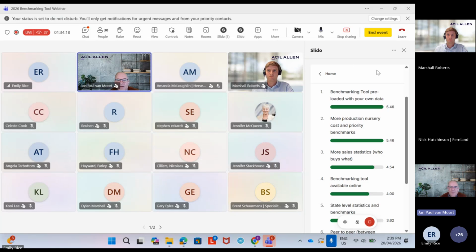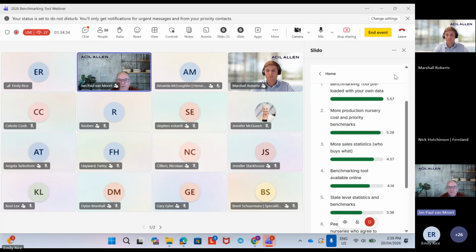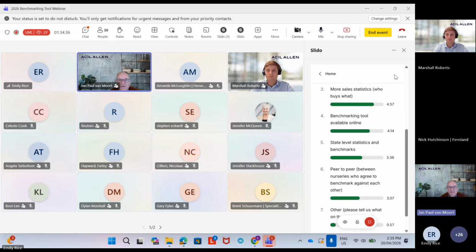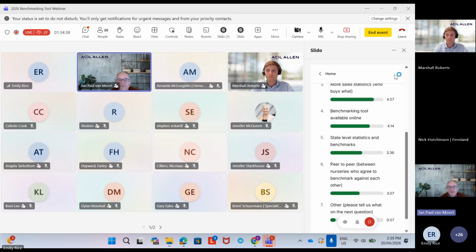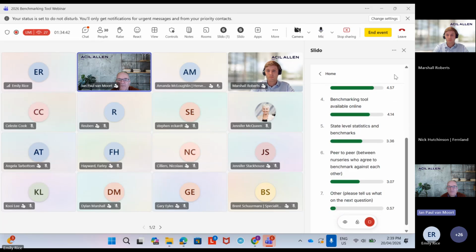Okay, so number 1 was preloaded with your own data. Number 2, more production industry costs and priority benchmarks. Number 3, more sales statistics. Number 4, benchmarking tool available online. Number 5, state level stats. Number 6, peer-to-peer, and other. We'll pull out those comments later on.